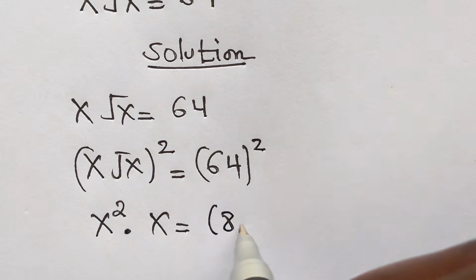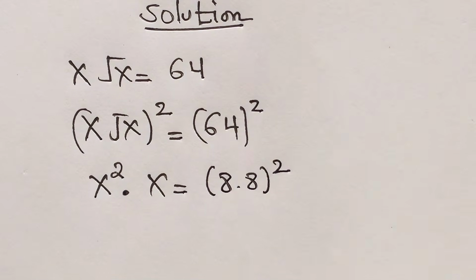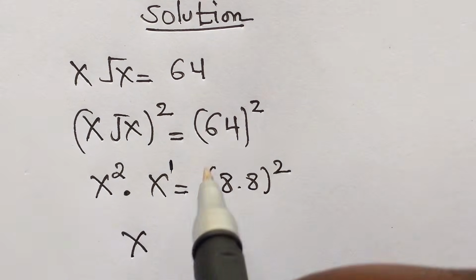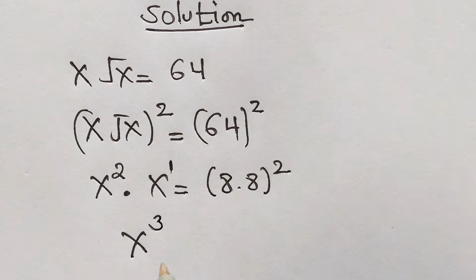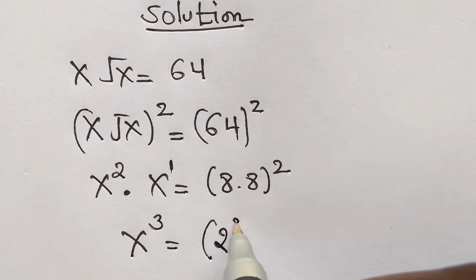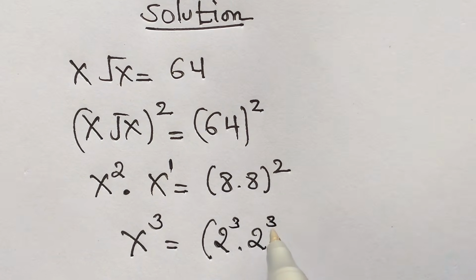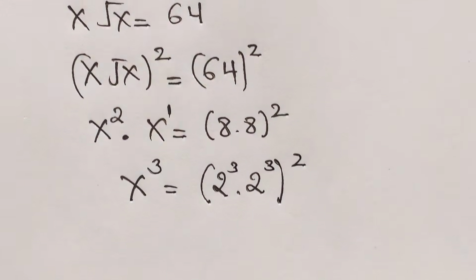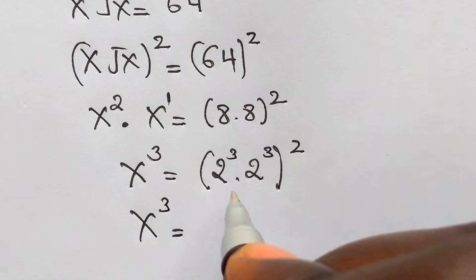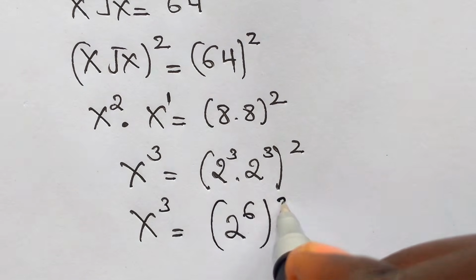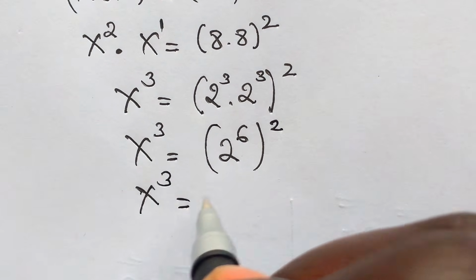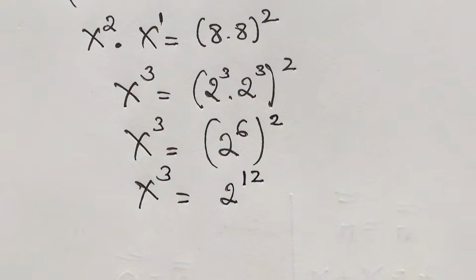This is 8 times 8, squared, and of course this will be x. Here we have 1, which means that once we have the same base, we shall add the powers to get x to the power 3, which is equal to, this 8 is equal to 2 to the power 3 times 2 to the power 3, then squared. Then here x to the power 3 will be 2 to the power 6, then squared. At this stage, x to the power 3 equals 2 to the power 12.